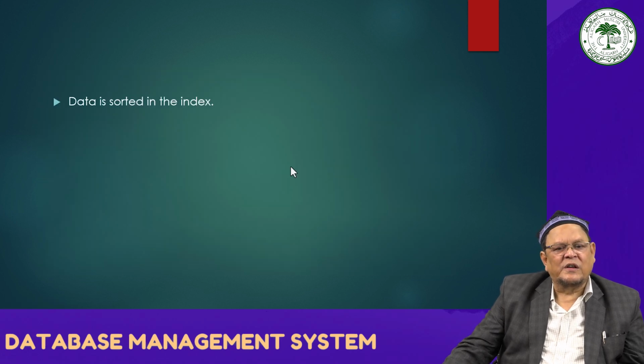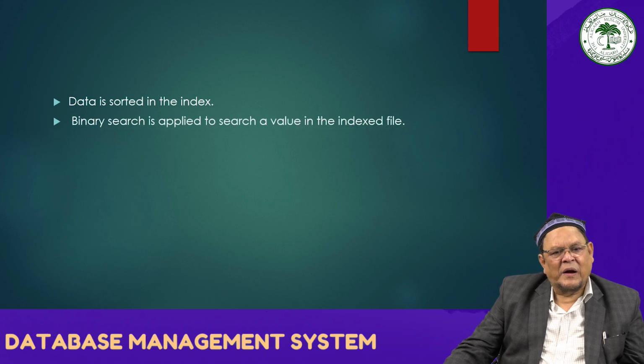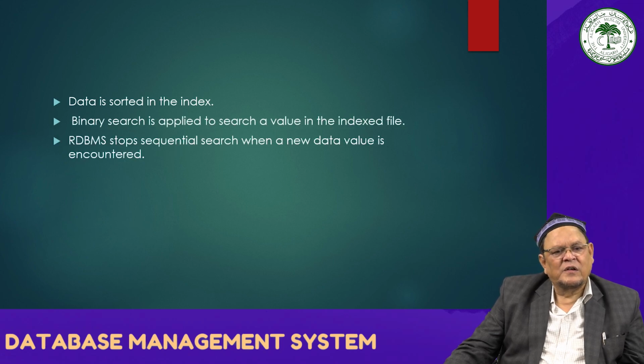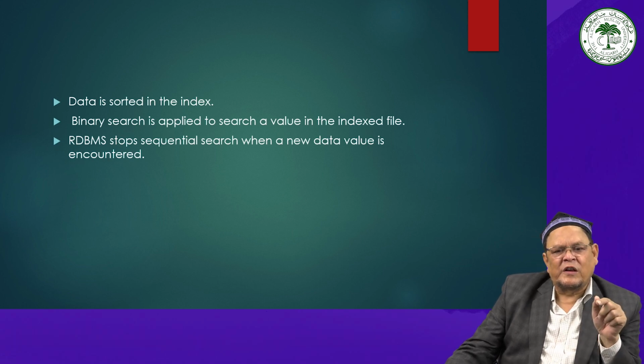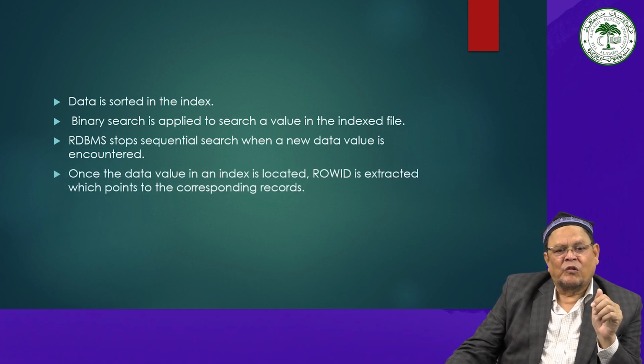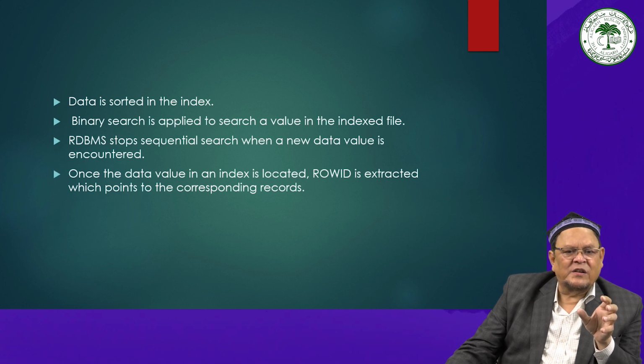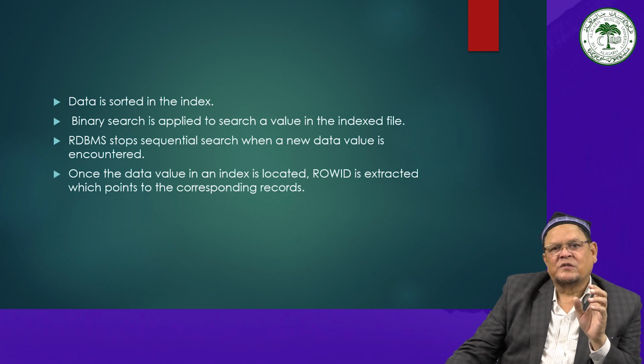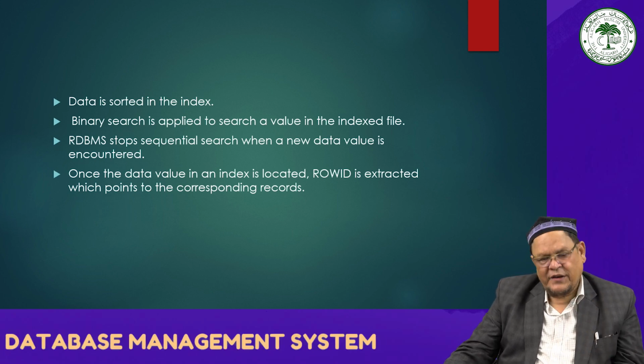So data is stored in the index. Binary search is applied to search for a value in the index file. A relational database system stops sequential searching when a new data value is encountered. Once a data value in an index is located, the row ID is extracted, which points to the corresponding records. By row ID, after indexing, we are able to see the row ID.